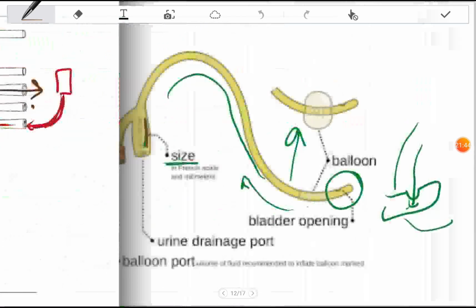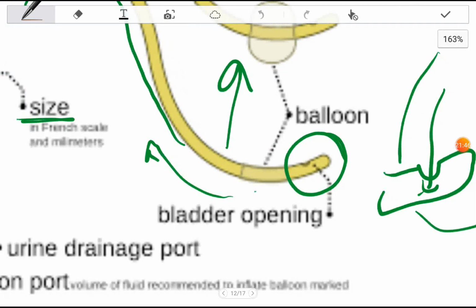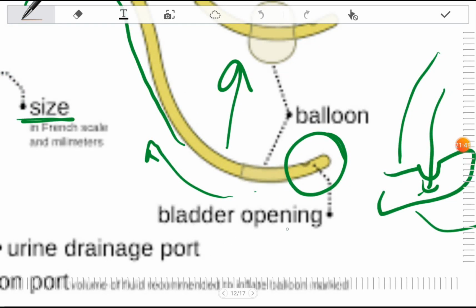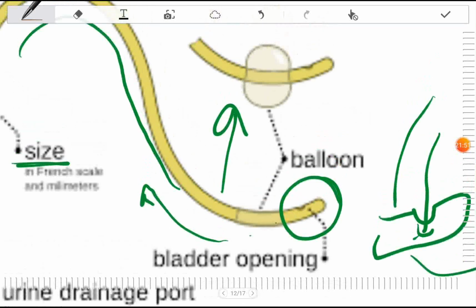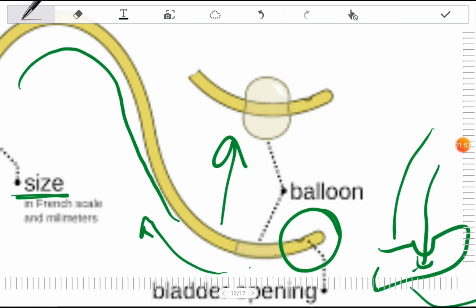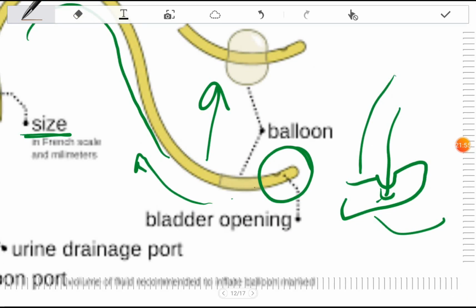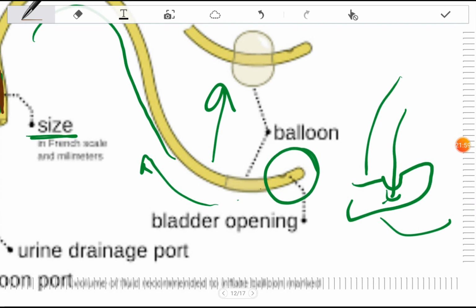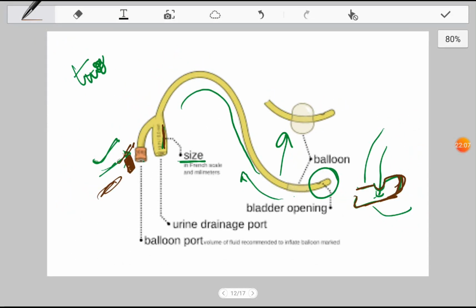This is a latex catheter and this is all the tubing, and at the end portion we can see there is a bulb which on inflating becomes this, bulb or balloon, whatever you want to say. Then this is a straight tip catheter. We have already discussed the tips. This is the outlet from where the urine will drain into the tubing.